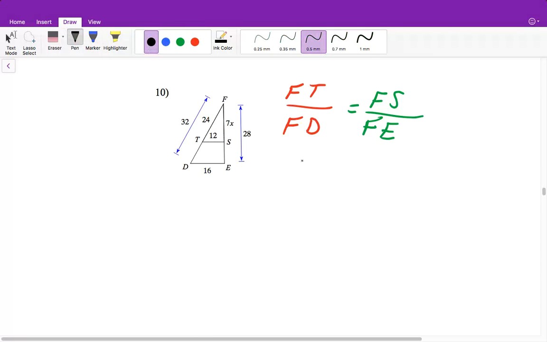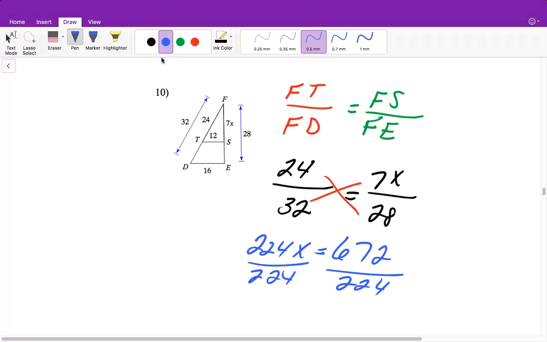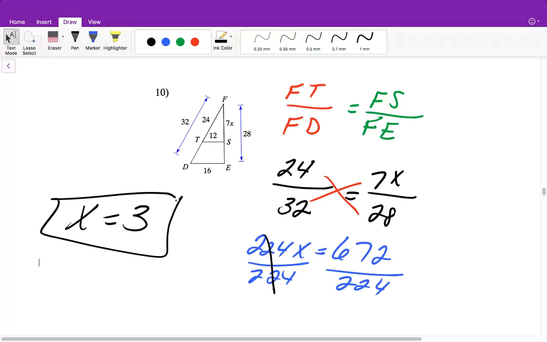It's your call. Right, so FT is 24 and FD is 32. FS we don't know, but it's 7x, and FE is 28. Right, we would then cross multiply. So then we get 32 times 7, and that is going to give me 224x. And then we would do 24 times 28, so that's 672. Divide each side by 224. And that will give us x is equal to 3. All right, let's move on to the next question.